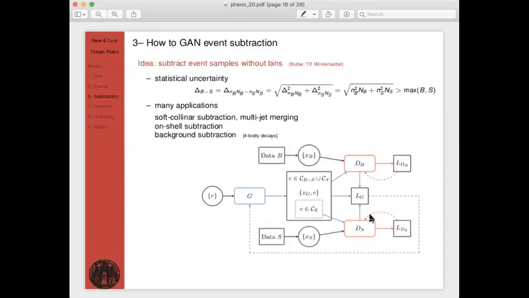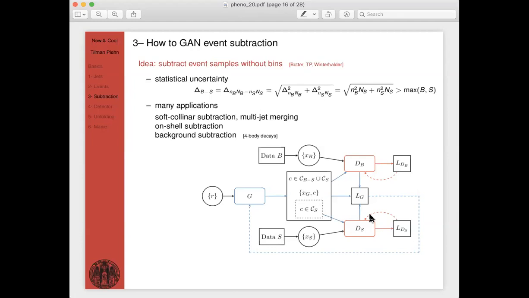Just a side remark, when we thought about these generative networks with Anja Butter and with Ramon, there was always one thing that we wondered about: is there a nice example of how we can show that a network beats the statistics of the training sample? And that is, imagine you have two samples that you want to subtract from each other. In particle physics, that's not that rare, like in simulation all the time. Now, when you bin these kinds of things and subtract them, the statistical uncertainty on the difference of the two samples is given by the uncertainty on the larger of the two original samples. So can we beat that?